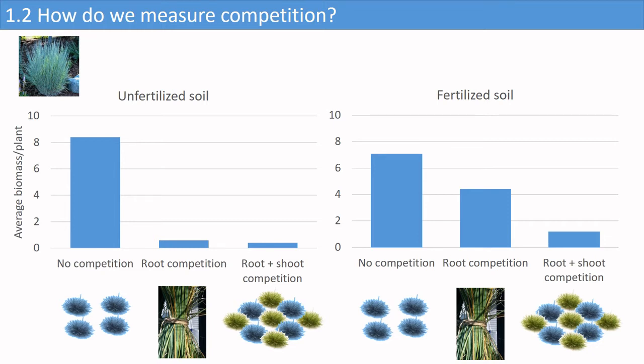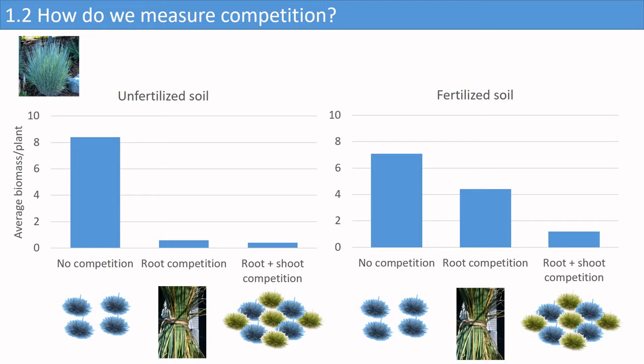On the other hand, if you add fertilizer to the soil, nutrients are no longer the limiting factor for the competition. So we still have some root competition, probably because they didn't add too much fertilizer, but we see that now the competition above ground, probably for sunlight, is also becoming important. So when the soil is fertilized, it's no longer the nutrients that are the limiting factor for the plant growth, but it is the sunlight. So that is one very important conclusion.